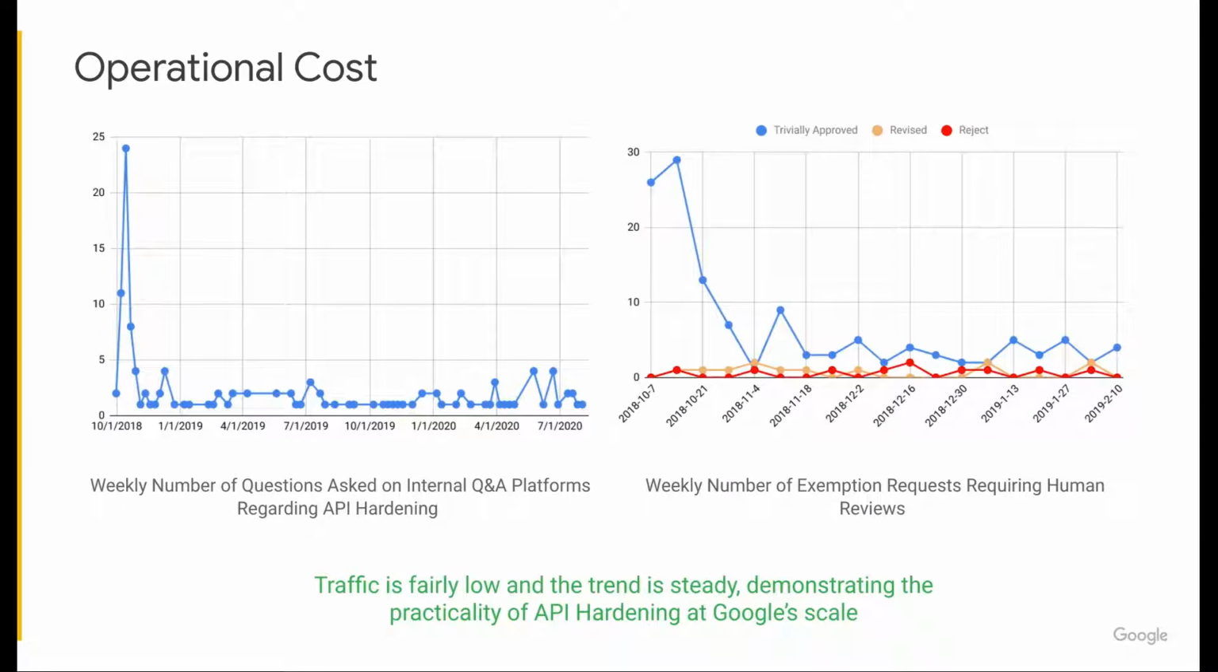As for operational cost, we collect the weekly numbers of Q&A activities and exemption requests related to API hardening. And we can see that the numbers were high in the first few weeks. And then after that, they quickly dropped to a fairly low level, which can be handled by a small number of security experts. These data show that even at Google scale, the cost of API hardening is totally manageable, if not cheap.